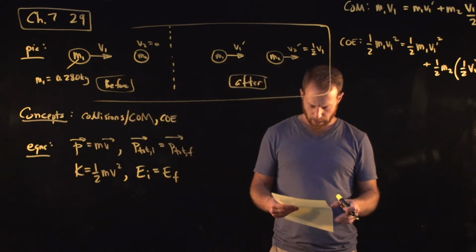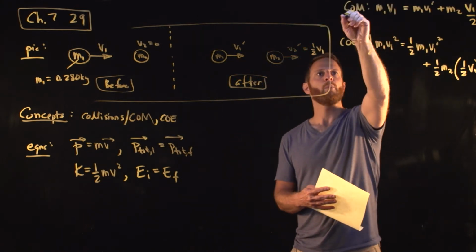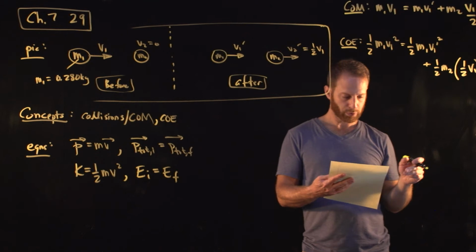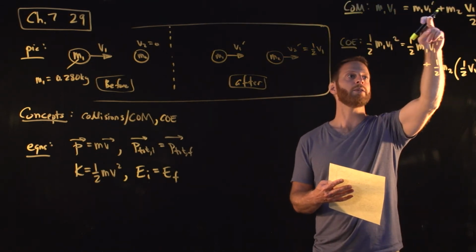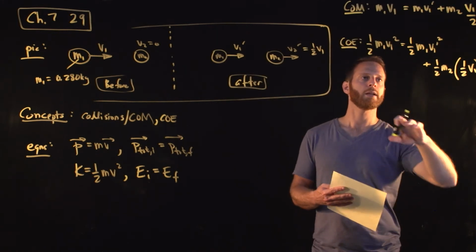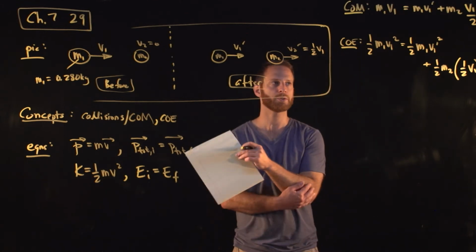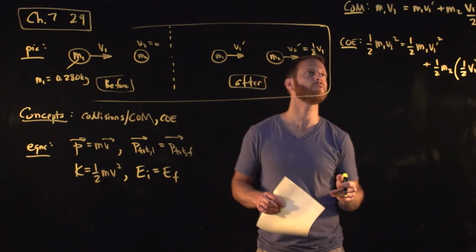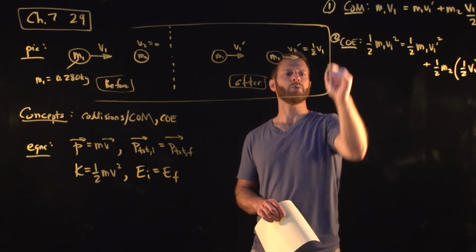If we use the conservation of momentum equation to solve for v1 prime, we can then put that into the conservation of energy equation, and that'll give us an equation entirely in terms of v1. So this is really an exercise in algebra. Hopefully you find this useful. So let's label this one 1 and this one 2.